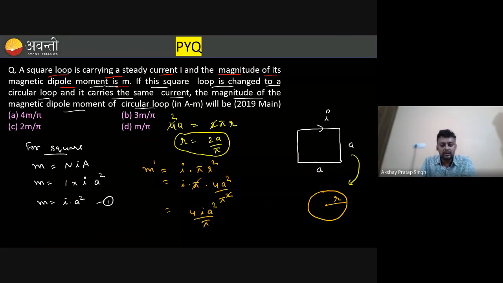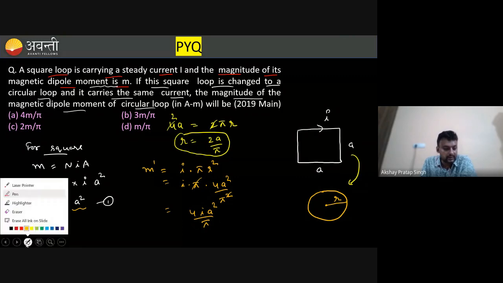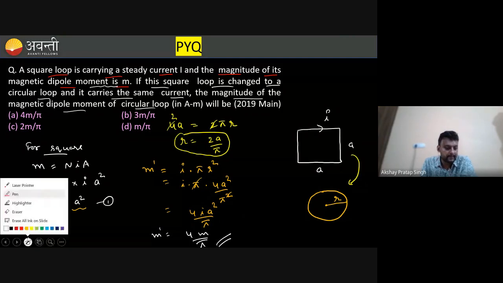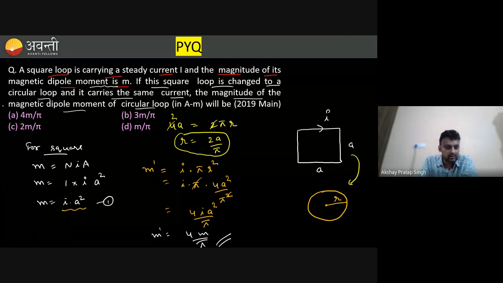If you see from equation 1, I into a square is what? M. So you can place this value, and what you will get, m dash is equal to 4m by pi, which is option number A. So the correct option is A.